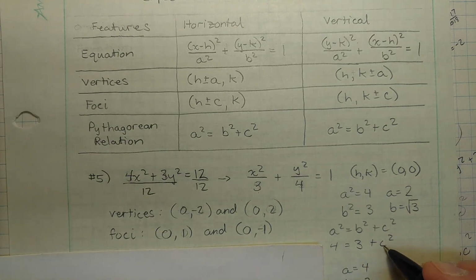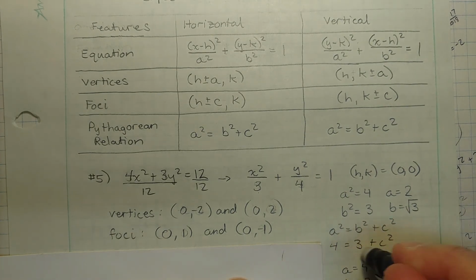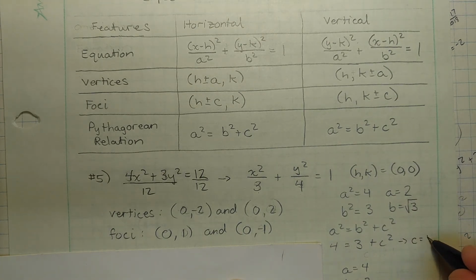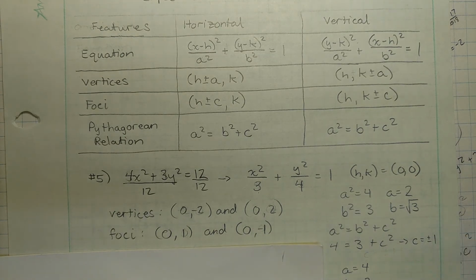When I solve this here, that makes c equal to positive and negative 1. I can maybe write that. c equal to positive and negative 1, like that. So there's our vertices and there's our foci. All right, let's look at another one.